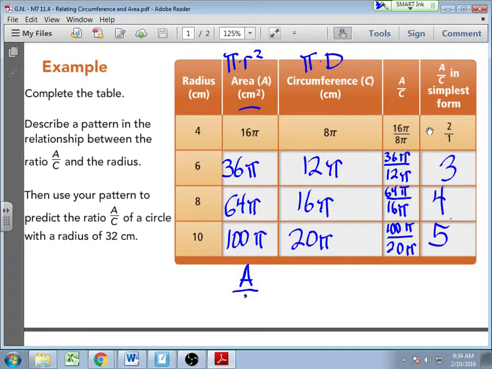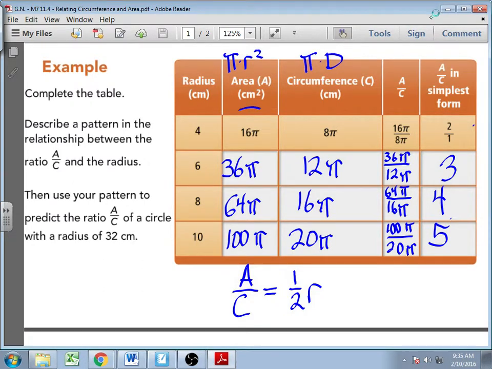The area divided by the circumference, that ratio will always be, Eli? No, it's changing. It's 2, then it's 3, then it's 4, then it's 5. Mariana? It's half of the radius. If the radius is 4, that ratio is 2. If the radius is 6, that ratio is 3. If the radius is 8, that ratio is 4. If the radius is 10, that ratio is 5. So your area divided by your circumference will always equal half the radius.